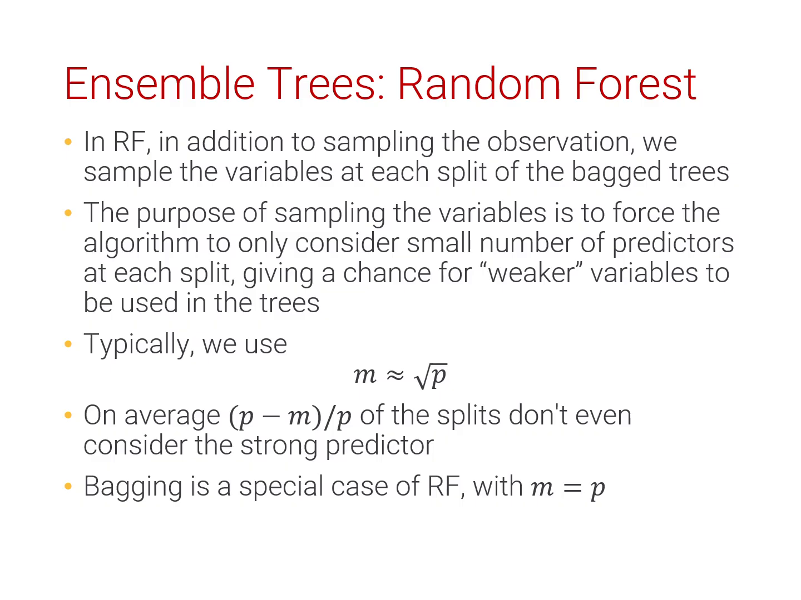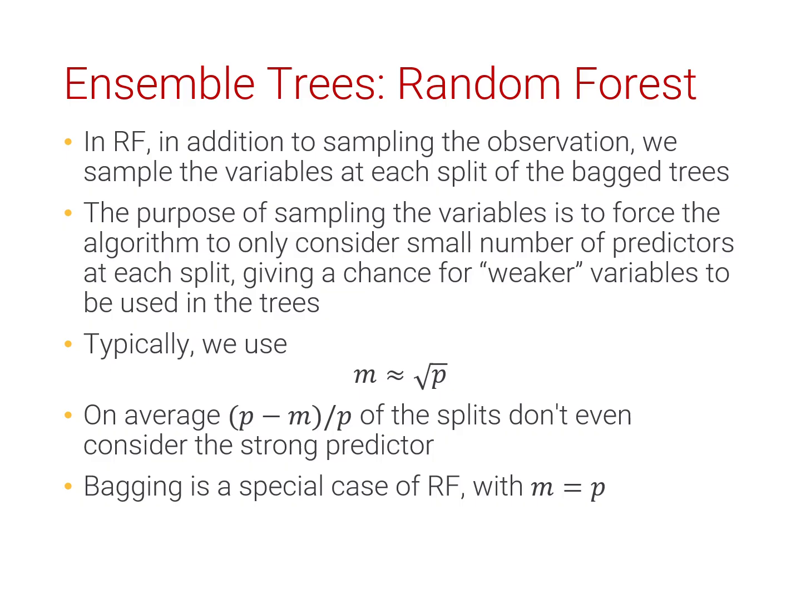This means that at each node of a tree, instead of considering all available variables for splitting, we randomly select a subset of variables to evaluate. The size of this subset is a hyperparameter of the random forest algorithm. The purpose of sampling the variables at each split is to force the algorithm to consider only a small number of predictors at a time.